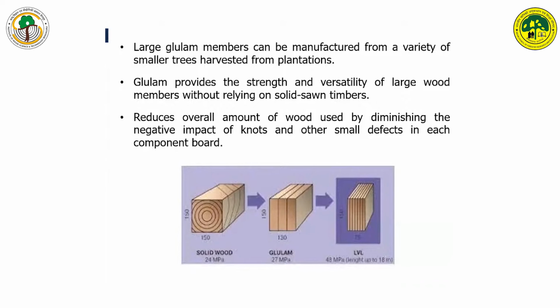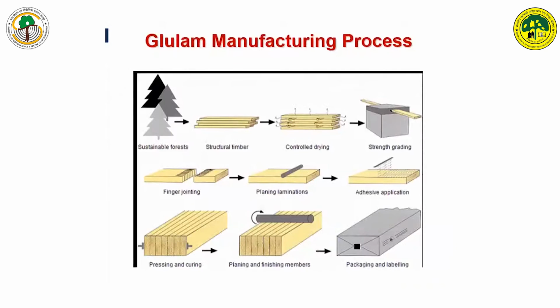Here we need not make veneer out of logs, but small slabs can be used for making the Glulam. The Glulam provides the strength and versatility of large wood members without relying on solid wood timbers. You can see this picture. We have the solid wood here, and the strength of the solid wood is in the range of 24 megapascal. But when we convert it into Glulam, it will be around 27 megapascal, and if it is converted into LVL, the strength will be around 48 megapascal. So depending upon the process and the product, the properties of these elements can be improved because of the smaller amount of defects present, and because of the presence of adhesives between the layers.